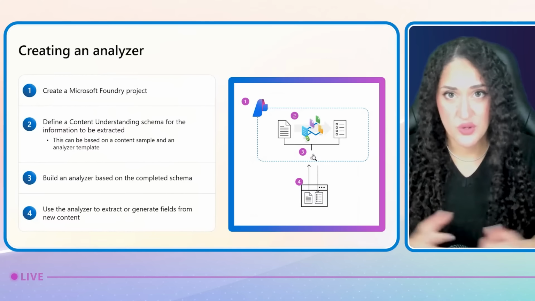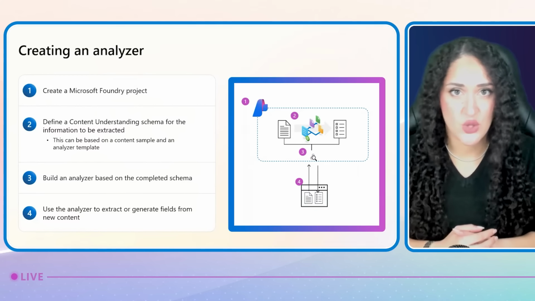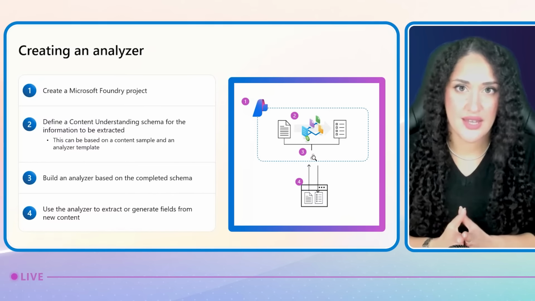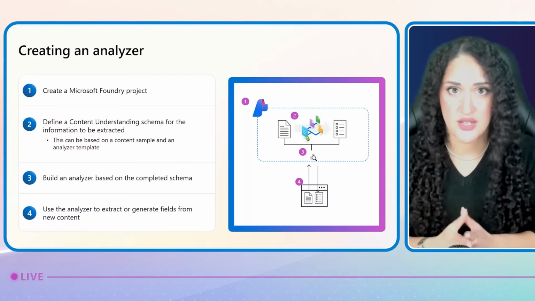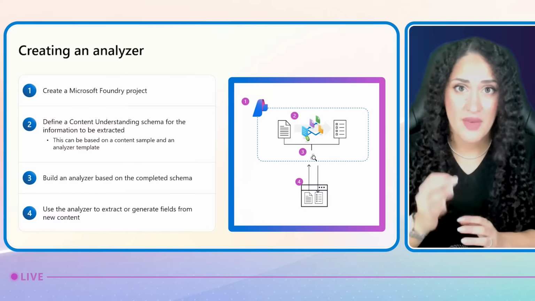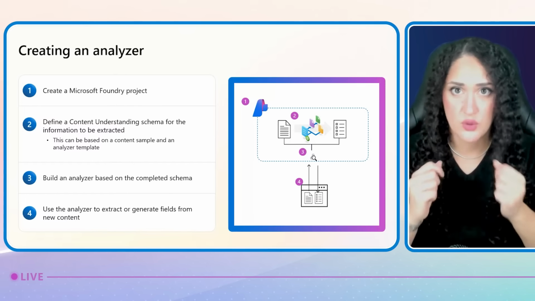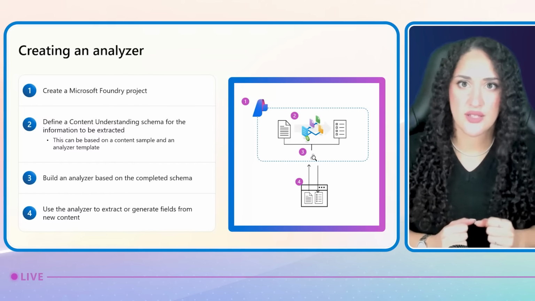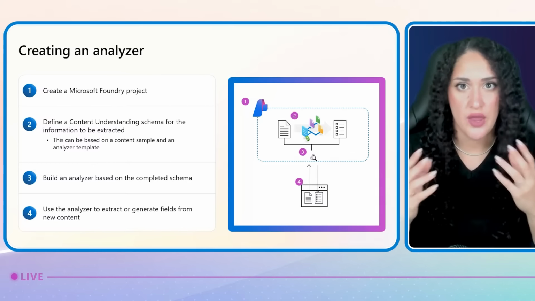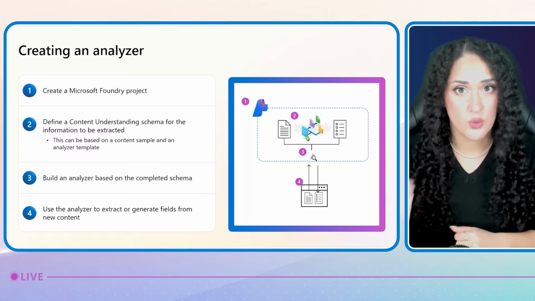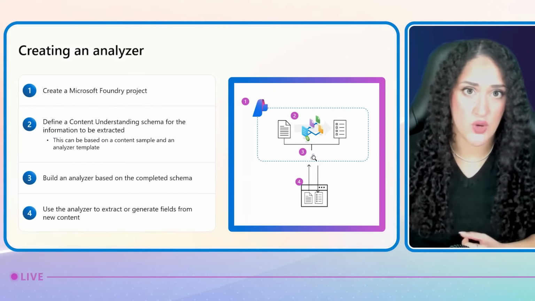So to accomplish the previously mentioned task, you can also utilize content understanding. Creating a content understanding analyzer is a 4-step process. For the exam, make sure you know all of these steps. Start with a Foundry project, define a schema based on content samples, build the analyzer, and use it to extract fields. Sometimes this can also be the right choice compared to other extraction tools.